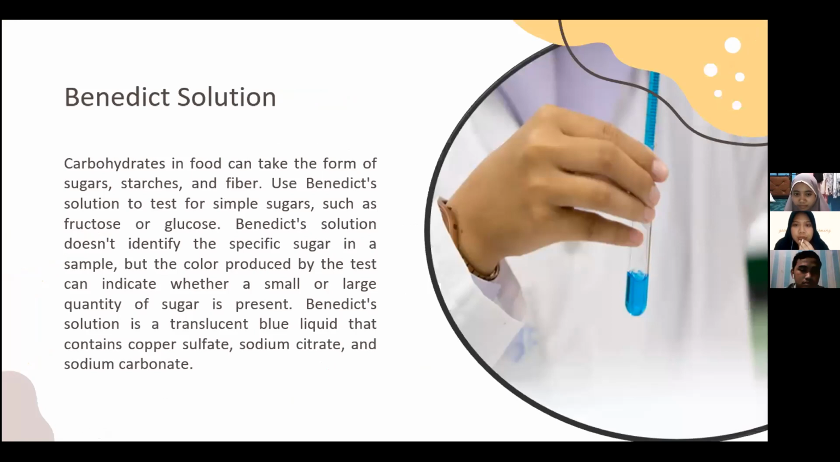Carbohydrates in food can take the form of sugars, starches, and fiber. Use Benedict's solution to test for simple sugars such as fructose or glucose. Benedict's solution doesn't identify the specific sugar in a sample, but the color produced by the test can indicate whether a small or large quantity of sugar is present. Benedict's solution is a translucent blue liquid that contains copper sulfate, sodium citrate, and sodium carbonate.